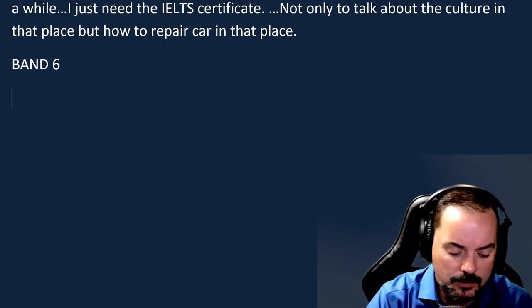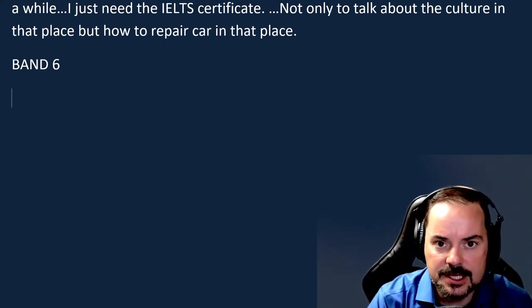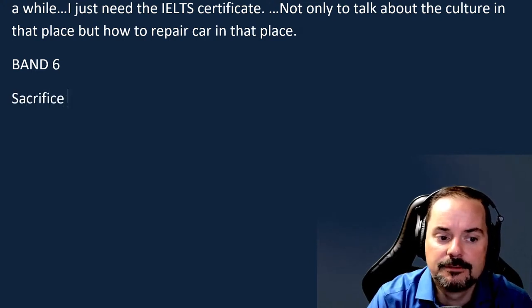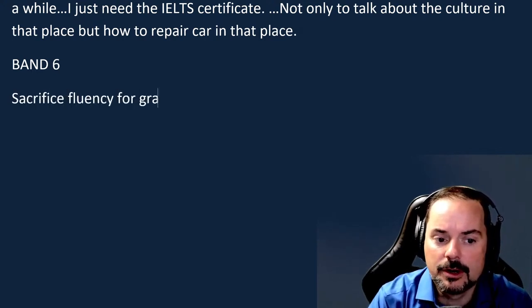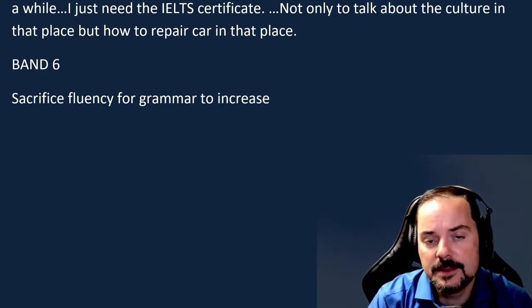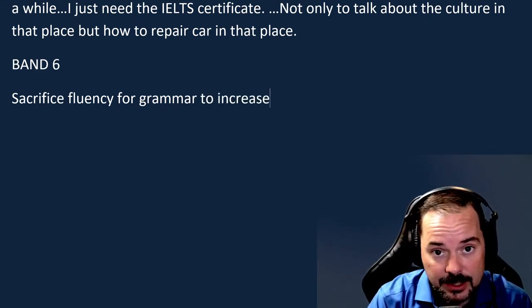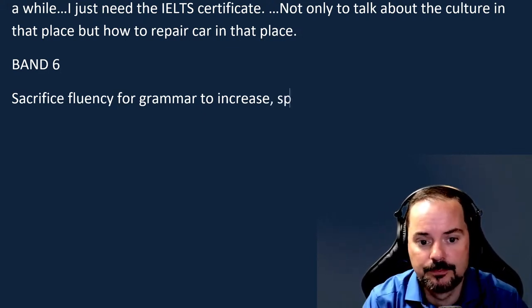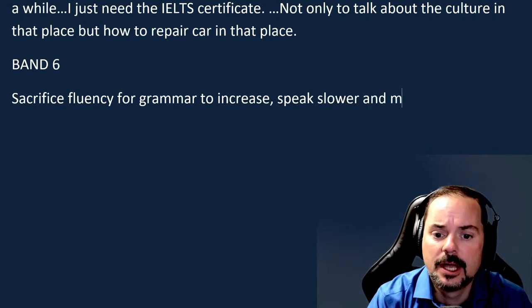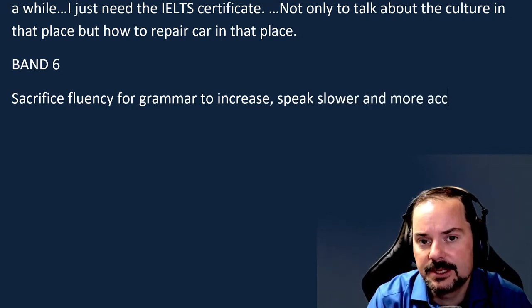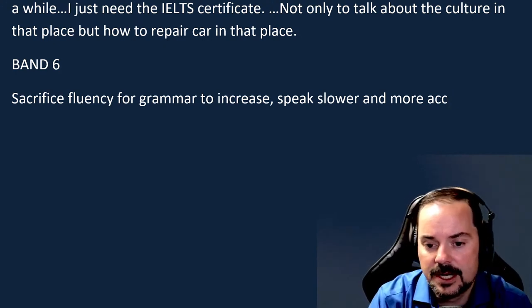Okay? So what you want to do is, like I said, slow down, and sacrifice fluency for grammar to increase scores. So what I mean is, if you speak slower but more accurately, you will get a band 7. Okay? So speak slower and more accurately to quickly improve. Do you have an exam date? Like, do you have a day when you're going to sit the IELTS exam? Do you know?